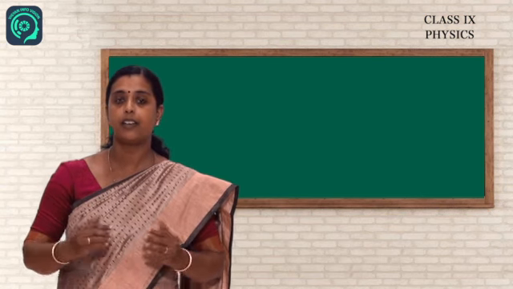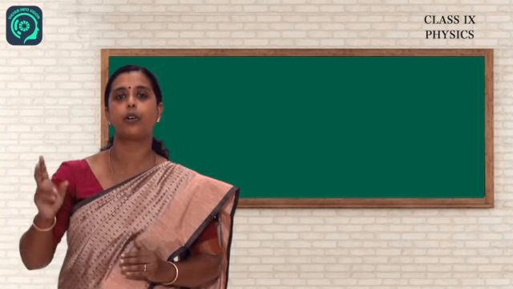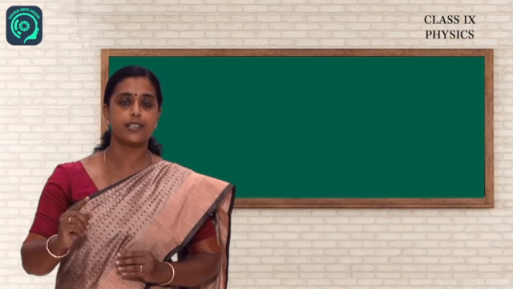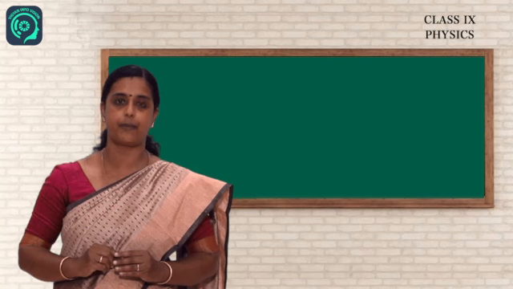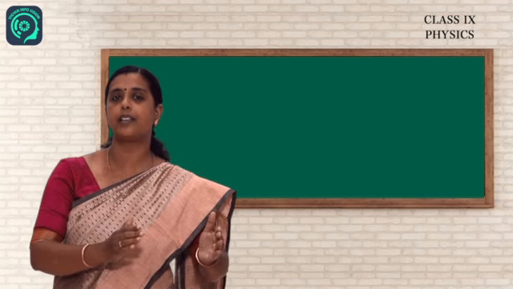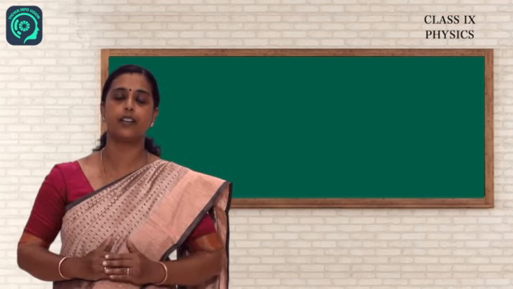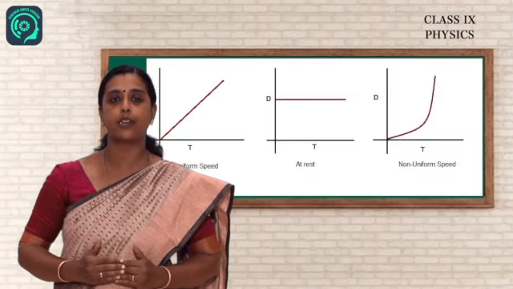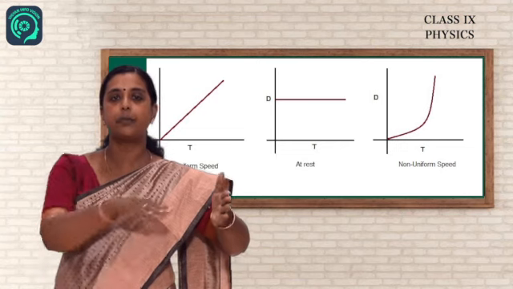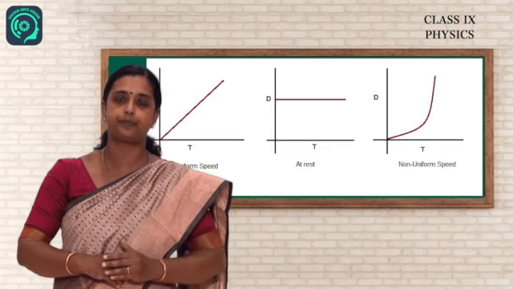Okay, here in this lesson we are going to study about two types of graphs. One is distance time graph and the other one is velocity time graph. So here one physical quantity is depending upon another physical quantity. When you take the case of distance time graph, distance is plotted along y-axis and time is plotted along x-axis.